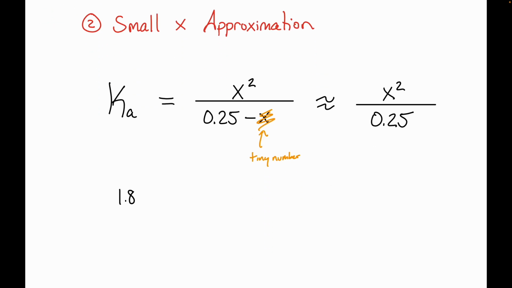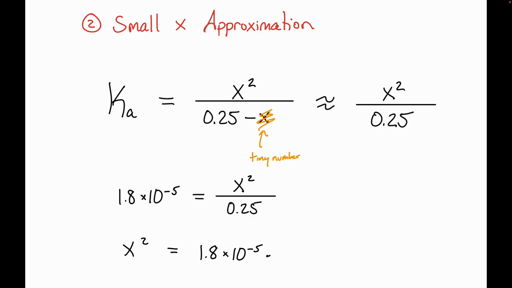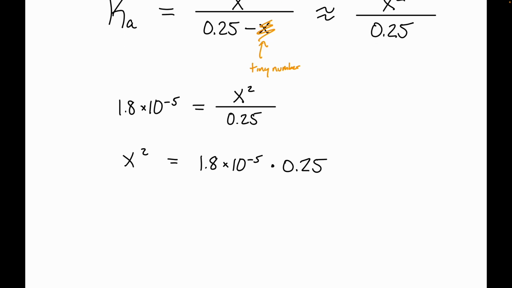All right, so I get 1.8 times 10 to the negative 5 equals x squared over 0.25. If I'm solving for x, what's the first thing that I'm going to do? Multiply both sides by 0.25. So now I have x squared equals that 1.8 times 10 to the negative 5 times that 0.25. And if I'm going to solve for x, what do I need to do to both sides? Square root. Okay, so x is the square root of my Ka times that initial concentration.